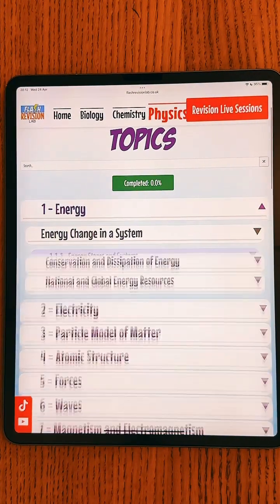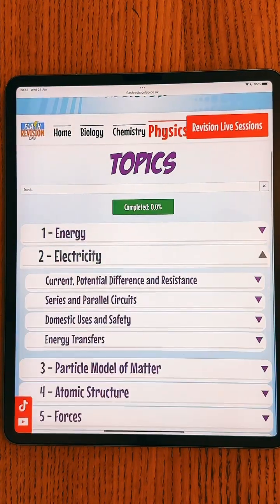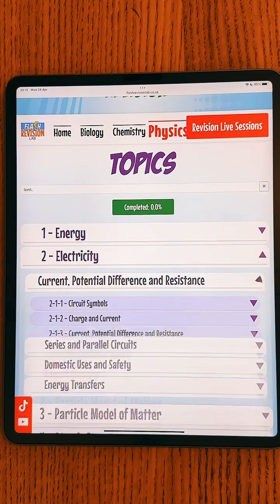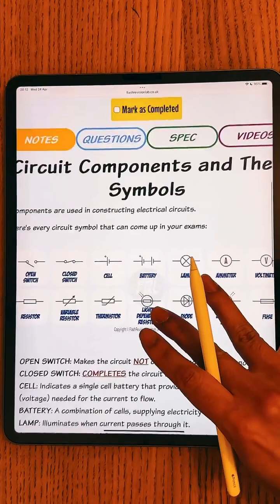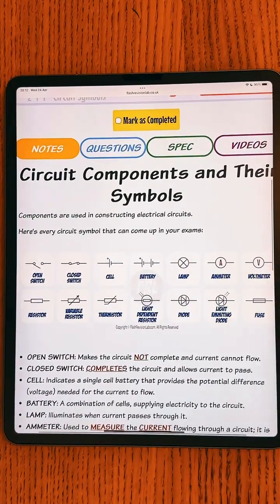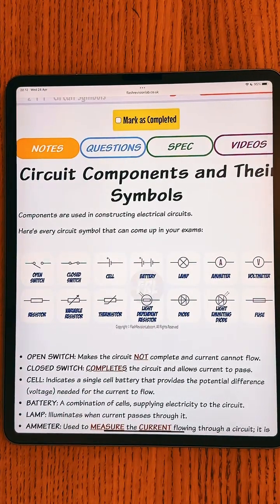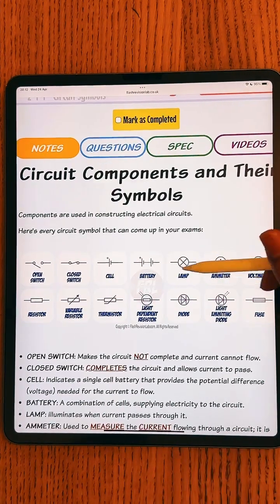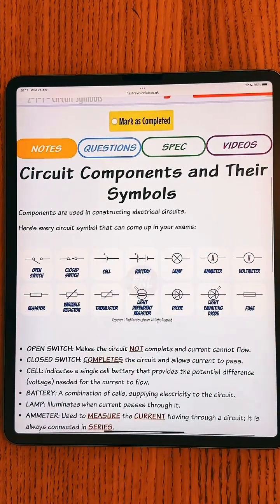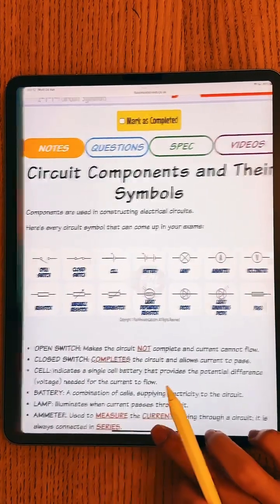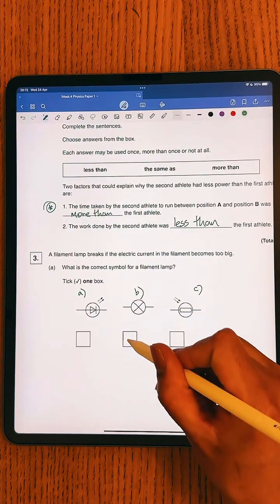So let's go on to topic 2, electricity. This would come under circuit symbols. Here's all the circuit symbols you need to know. So we've got a mix of people saying B and C. Most people are saying B. Yeah, filament lamp is B. Well done. These are all the circuit symbols you need to know. Answer is B.